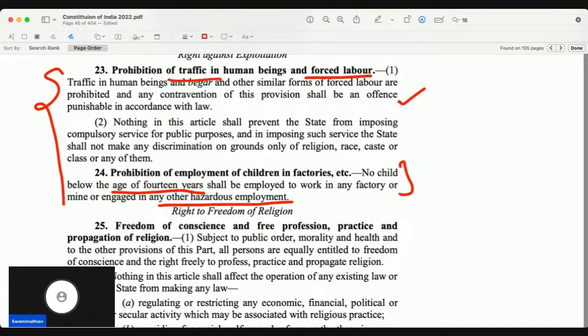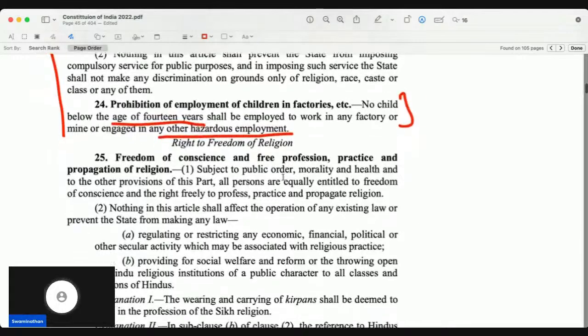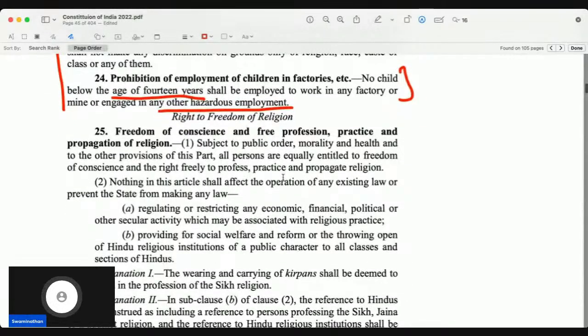So it classifies every person into three categories. Persons below 14 years are not allowed to work in any place other than their family business or their own household work. Persons from 14 years till 18 years are allowed to work, but only in non-hazardous employment. And persons above 18 years of age are allowed to work in all kinds of activities, right? So that is part of that particular act. In Article 24, the Constitution says no children below the age of 14 years shall be employed to work in any factory or mine or engaged in any hazardous activities, right? So this is the right against exploitation.